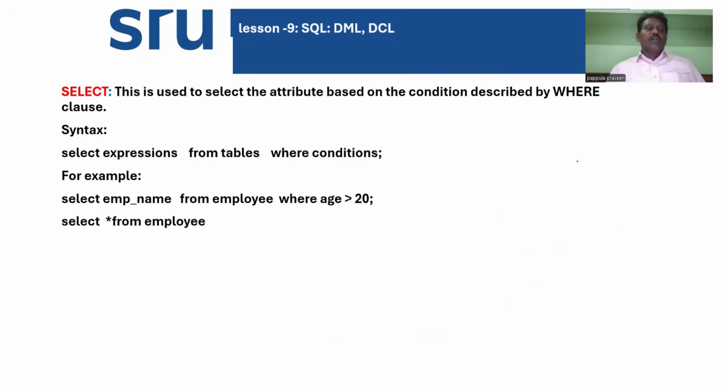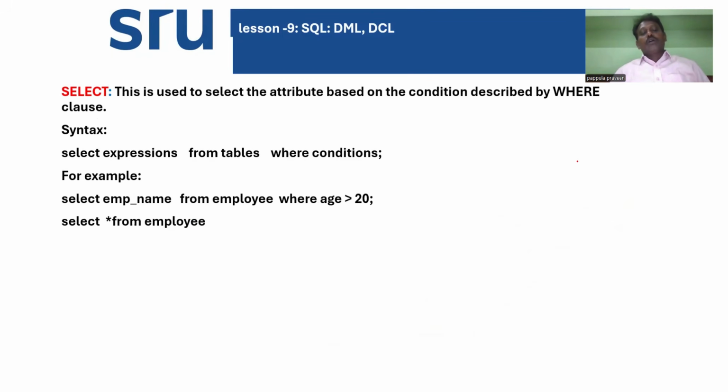And last one is the select command. This is used to select the attributes based on the condition described by the where clause. After deletion we have to display the table content by using the select command. Select expression from the tables where condition. So select employee name. Particularly we have to print only employee name.